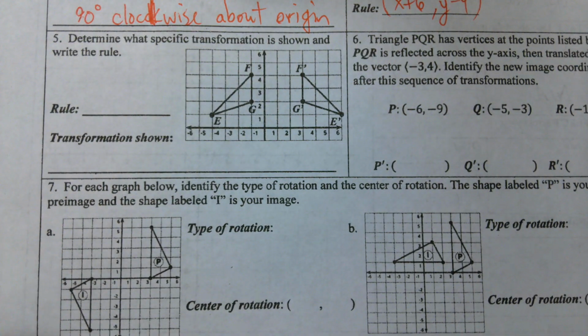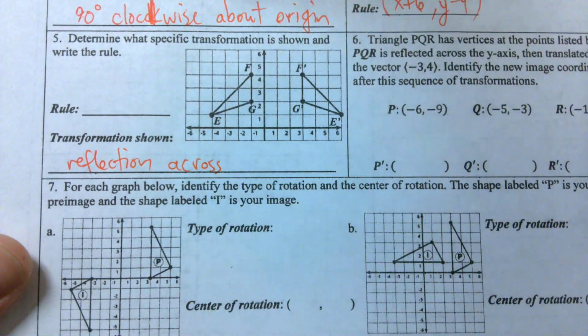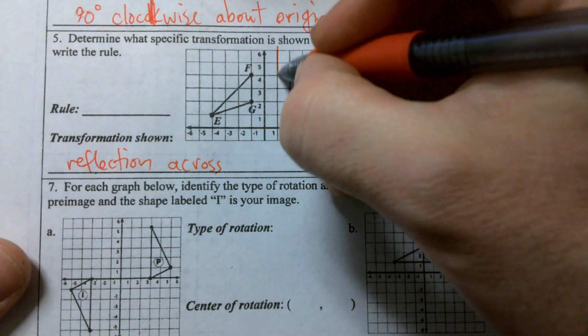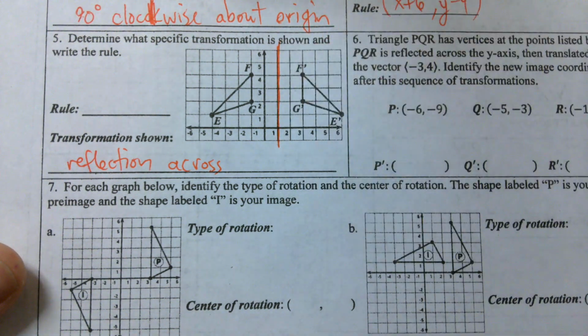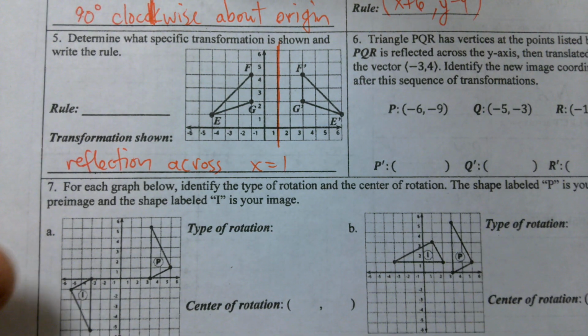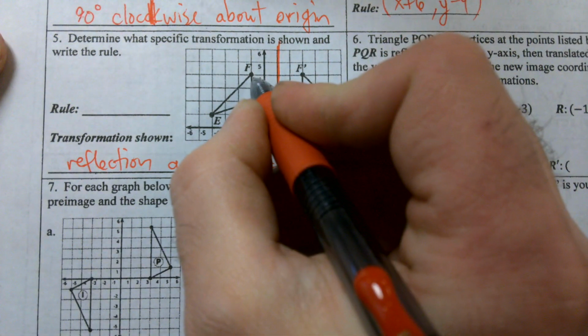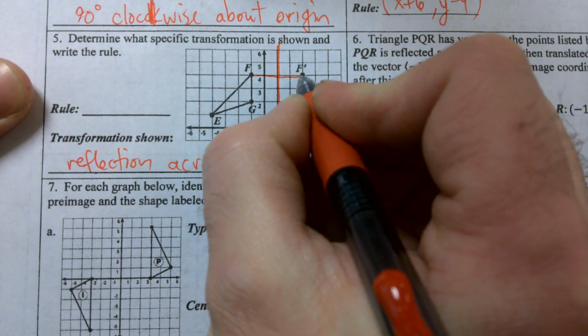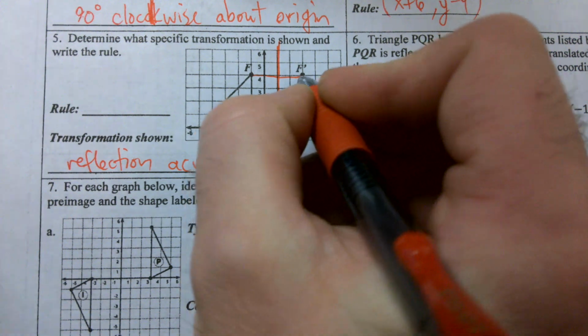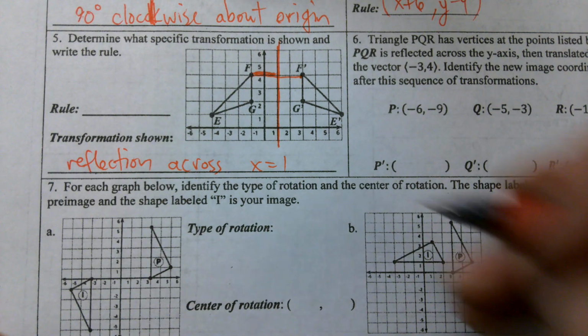Number 5, determine what transformation is shown. Obviously, this is a reflection. But what's this reflection across? The y-axis? The x-axis. X equals 1. Right? Just find the midpoint between my image and pre-image. If F is 4 units from F prime, half of that is 2. Well, that's how far away my line of reflection is.